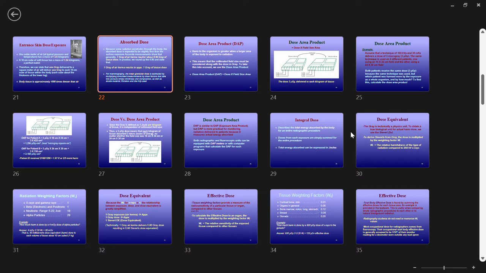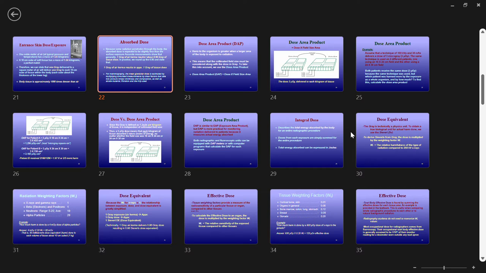And for perspective, last class we did perspective, right? So 1 gray to the whole body is potentially fatal, right? Not guaranteed, but potentially. So we have a way to talk about what's harmful, what's not. Above 1 gray, we're talking possibility of death. Below 1 gray, that's not likely to happen. Bad things still happen, but you're not likely to die.